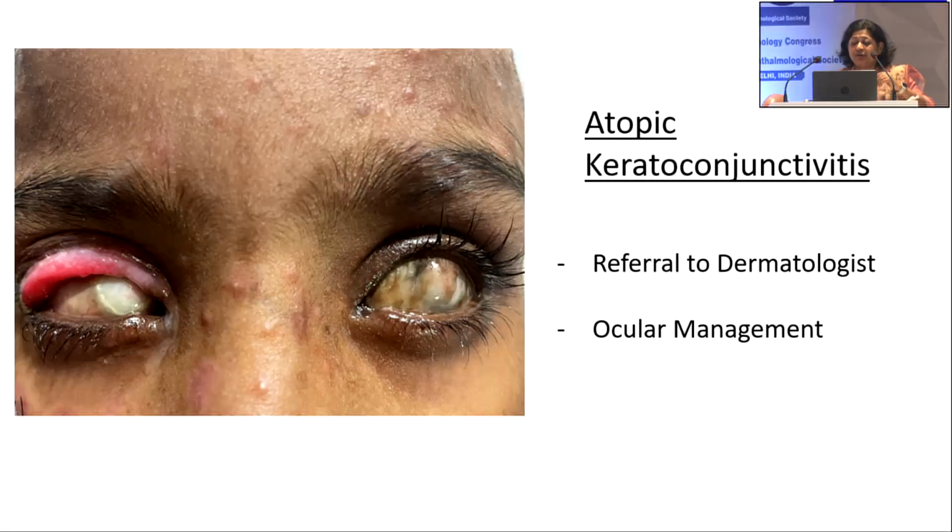Now, atopic keratoconjunctivitis is again something which is a severe version, and without a referral to the dermatologist, only treating the ocular component will really not help, like in this patient who presented to us with bilateral total limbal stem cell deficiency, with the right eye having an ectropion because of the severe scarring induced by atopic keratoconjunctivitis.